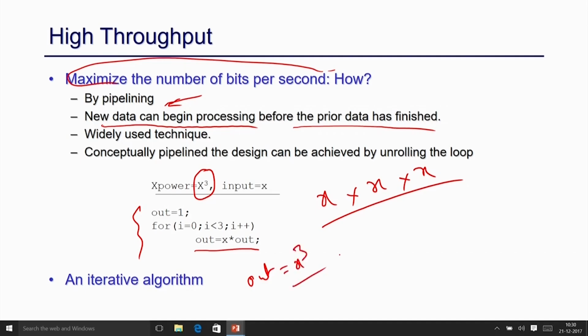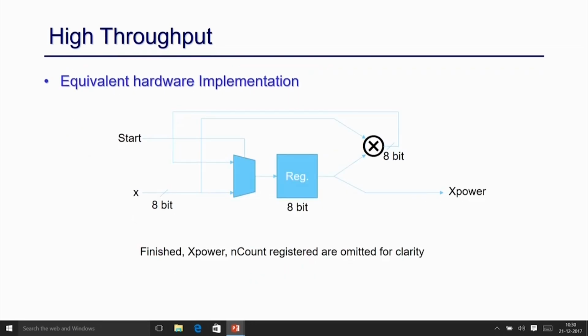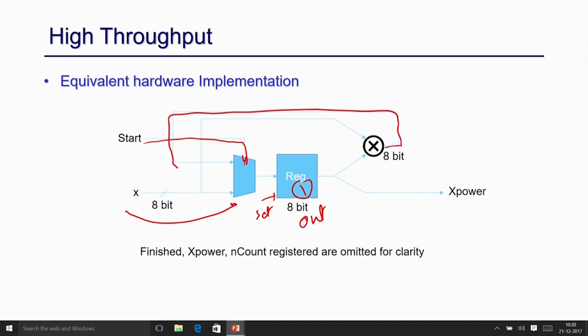This is the iterative algorithm, and its equivalent hardware will be like this. You have these registers, this is out. When your start signal comes, you store x here, and you multiply this x into out. Initially out is set to 1, so this has a set signal and it is set to 1 initially. You multiply and you store this back to the register.